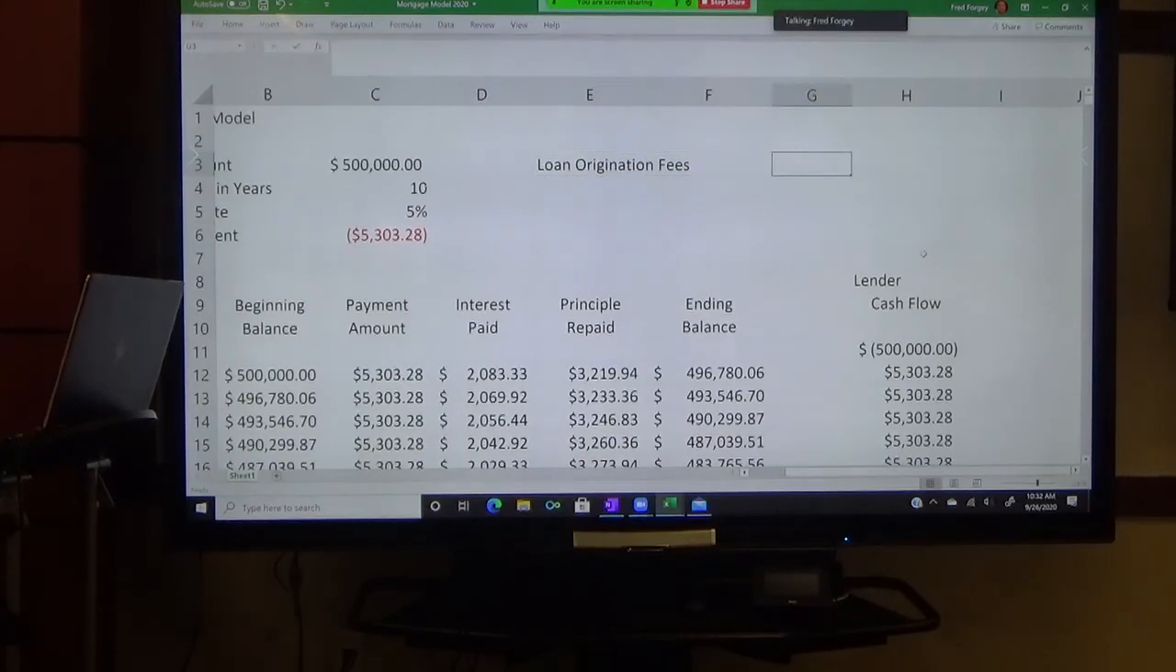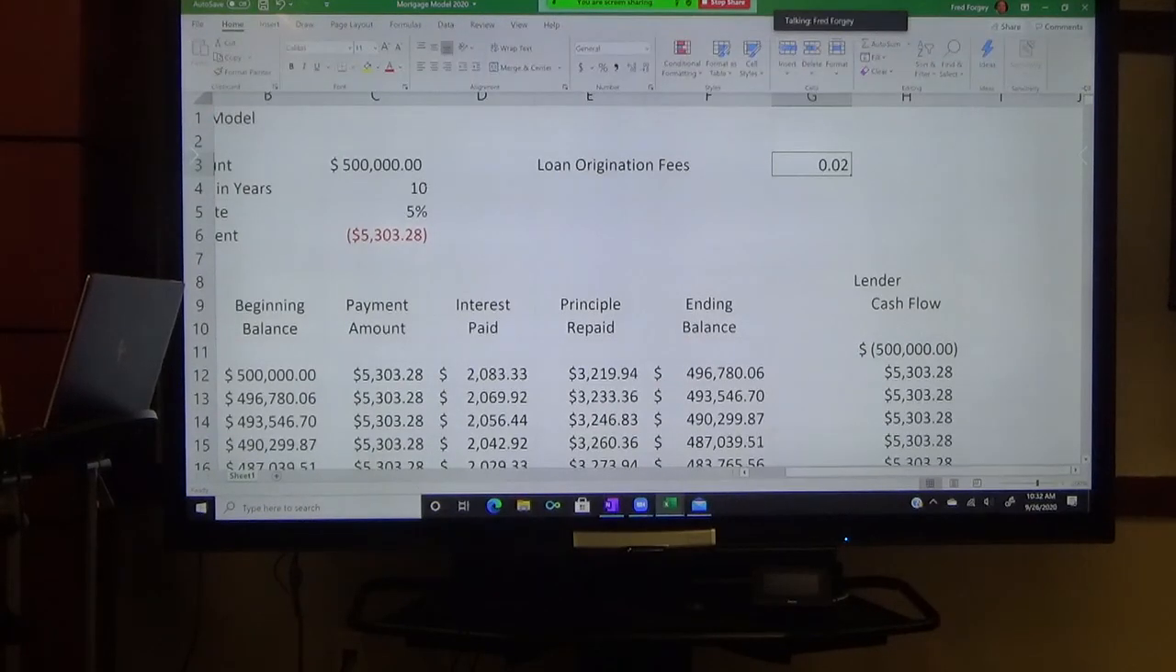Okay, what percentage loan origination fees would we like? 2%? Okay, sure. Everybody's so excited. Okay, 2%. Go ahead and pop that in there. Maybe make it all a nice little percentage. Kick it over a couple of decimal places.